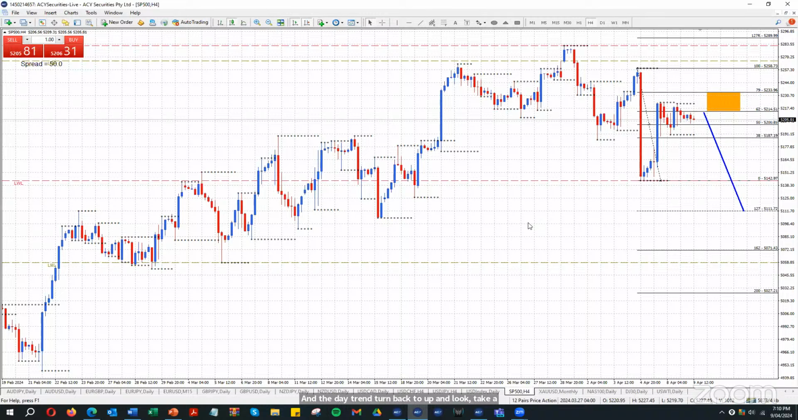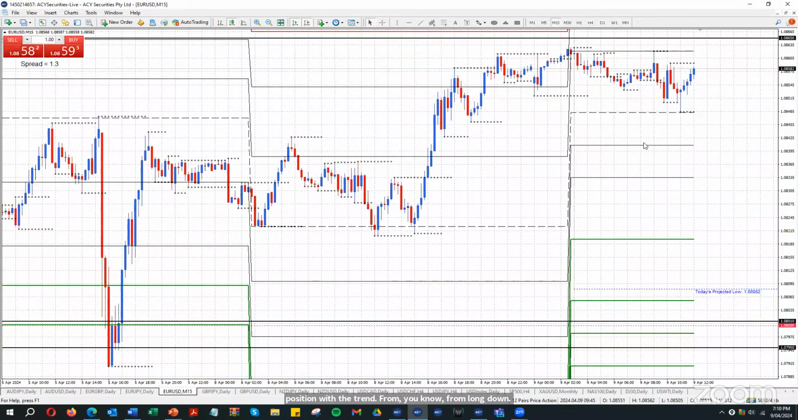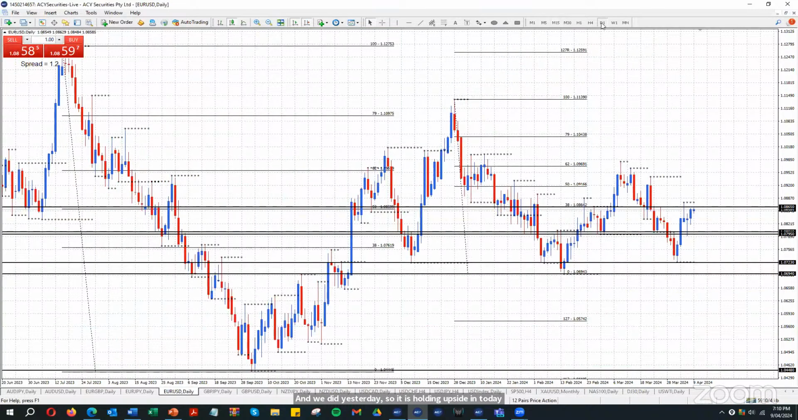All right, the euro dollar, it's a little range bound at the moment. Notably, on my 15-minute chart, we're getting support at the central pivot point, and we did yesterday. So it is holding its upside intraday bias at the moment. All right, day chart. Last month, we came up to the 62% area of this range.